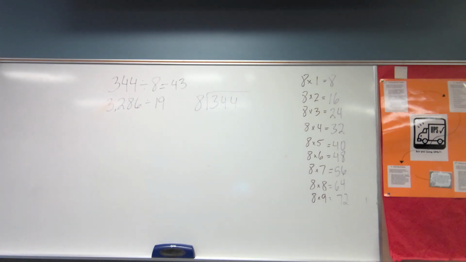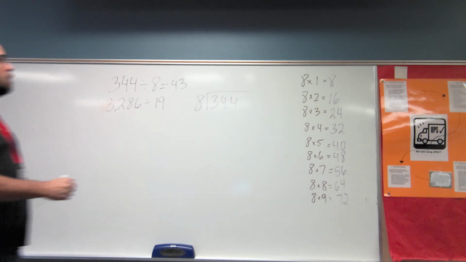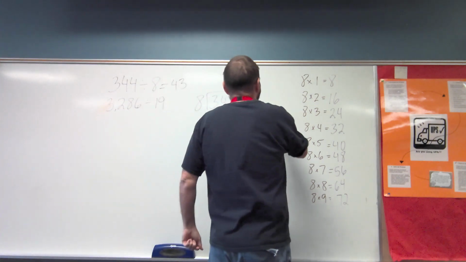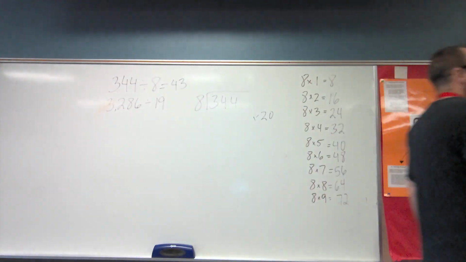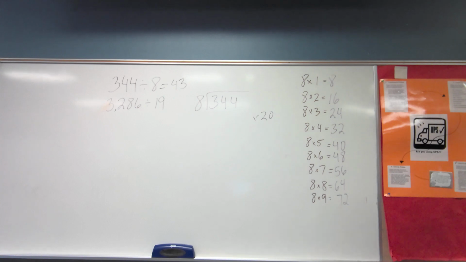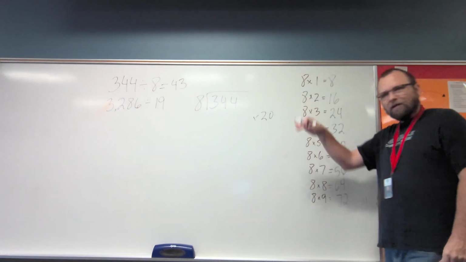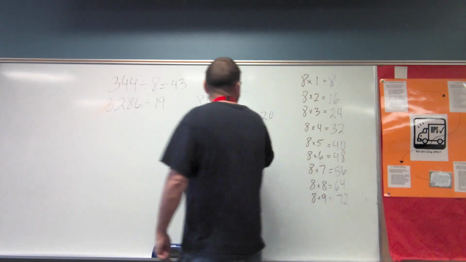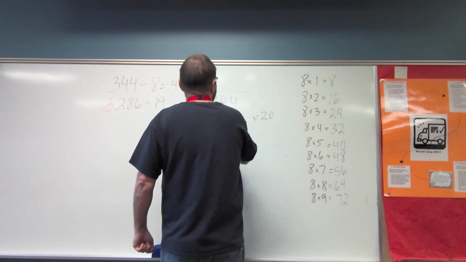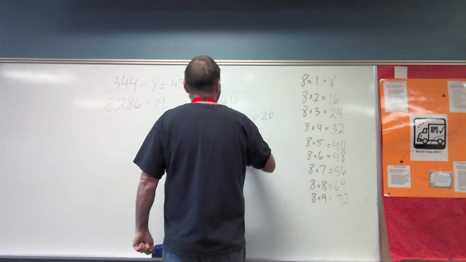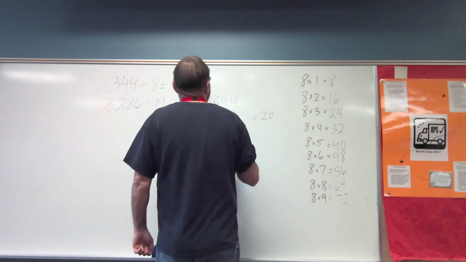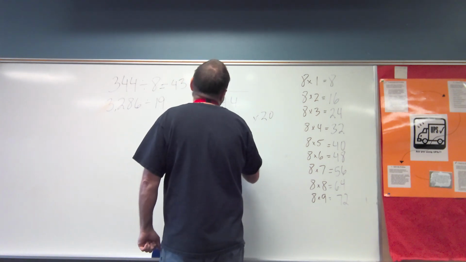Times 20. And so what is 8 times 20? 160. Because really all you have to do is multiply 8 times 2 and then put your 0 on the end. So that's 160. We subtract. We get 4. We get 8.